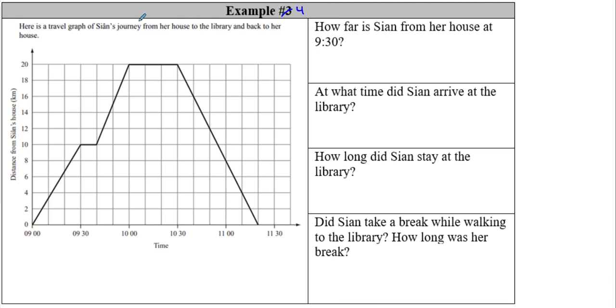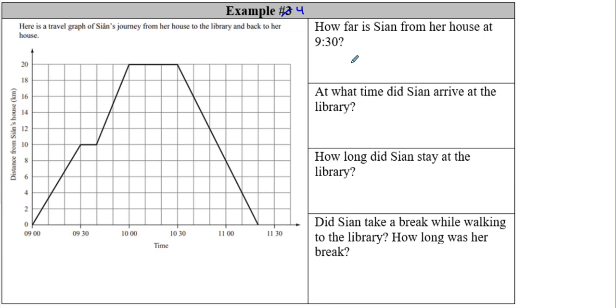Okay, we have this graph here, and it says here's a travel graph of Sion's journey from her house to the library and then back to her house. Our y-axis is the distance away from her house, and then down here we are talking about time, and it looks like these intervals are going by 10 minutes, because if we go from 9 o'clock to 9:30, we have 2 tick marks in between, so this is probably 9:10, 9:20, 9:30.